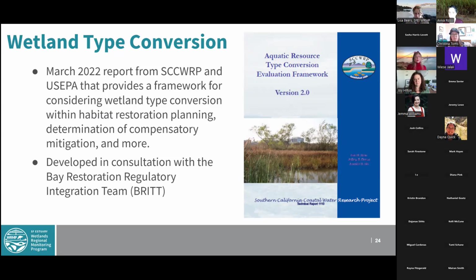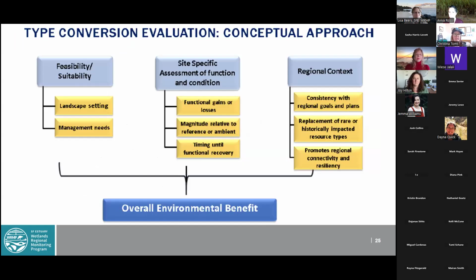So this was a document that was developed in consultation with the BRIT to provide a framework. It's a non-regulatory document. It's just a helpful guidance document to think about functions and values of different types of wetlands. Next slide, please. And here's essentially the conceptual approach that's discussed in that wetland type conversion framework.